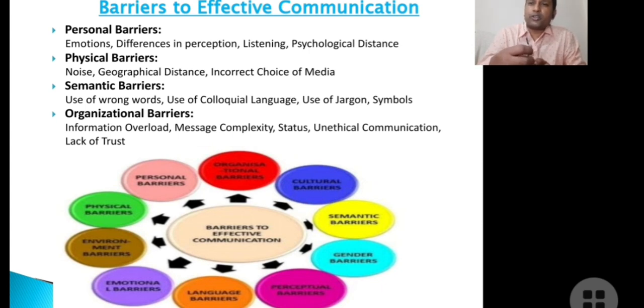Differences in perception, আমাদের দৃষ্টিভঙ্গিরও পার্থক্য থাকে, লিসনিং, সাইকোলজিক্যাল ডিস্টেন্স, মানসিক পার্থক্য থাকে, ফিজিক্যাল বেরিয়ার্স, নয়েজ, জিওগ্রাফিক্যাল ডিস্টেন্স অর্থাৎ দূরত্ব, এবং ইনকারেক্ট চয়েস অফ মিডিয়া, সঠিক পছন্দ না করে সেক্ষেত্রে এটা এফেক্টিভ কমিউনিকেশন নাও হতে পারে.